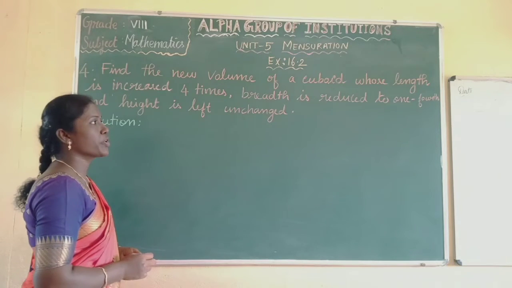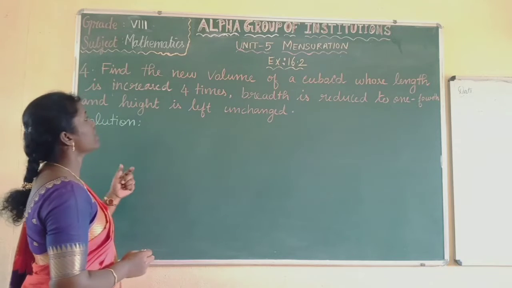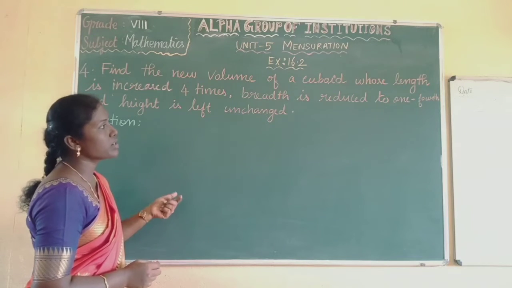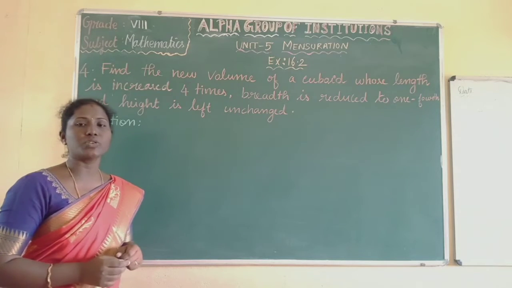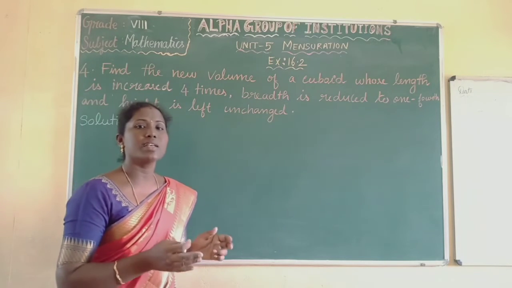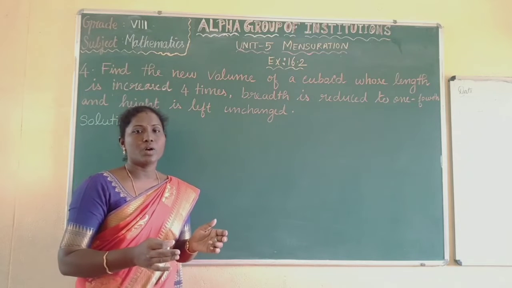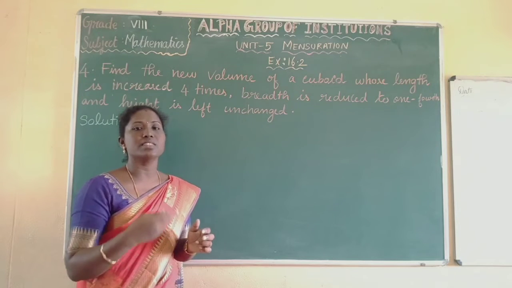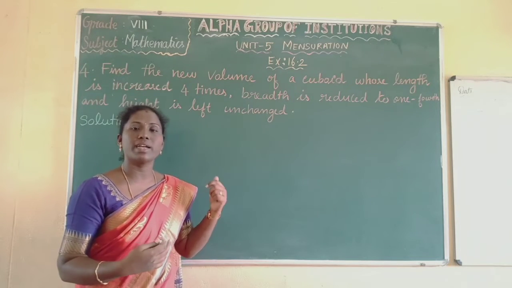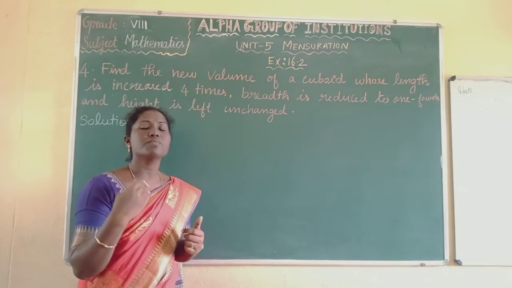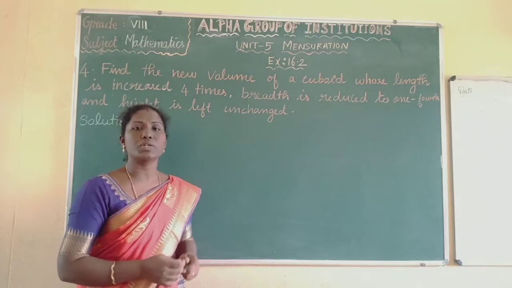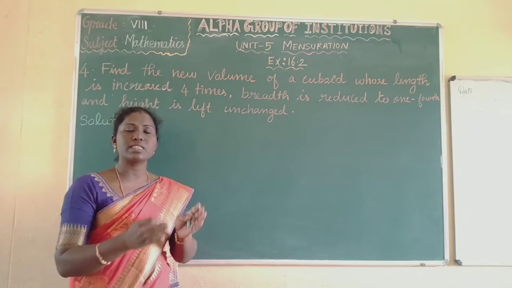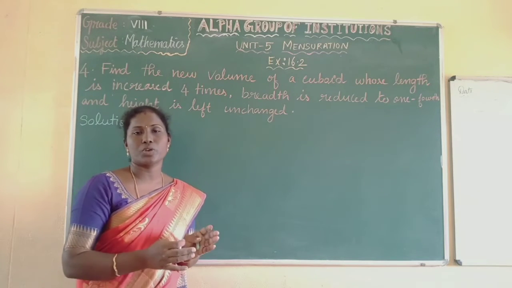Find the new volume of a cuboid whose length is increased 4 times, breadth is reduced to 1/4, and the height is left unchanged. Actually, that is a cuboid which has a specific volume. Okay, if some changes in its length, breadth and height, but height remains unchanged, if some changes in the length and breadth, what will be the new volume? That's the question here. Okay, first we will fix the value for the old volume of the cuboid.